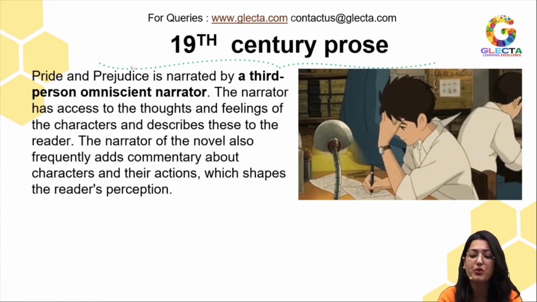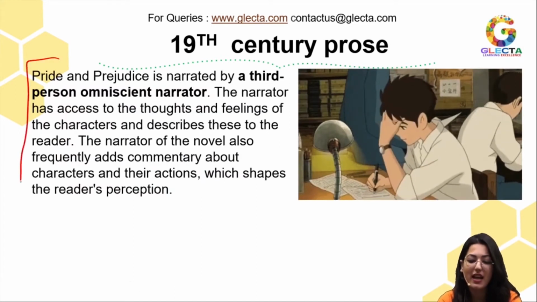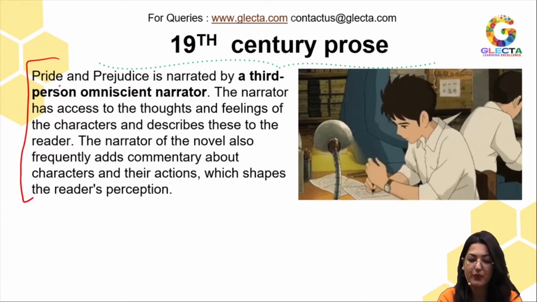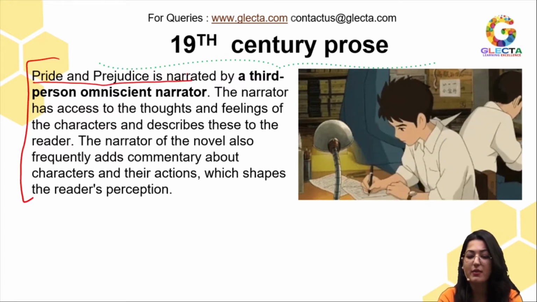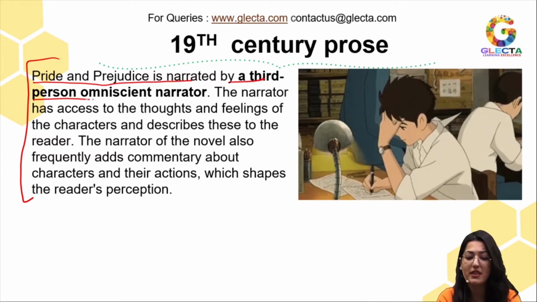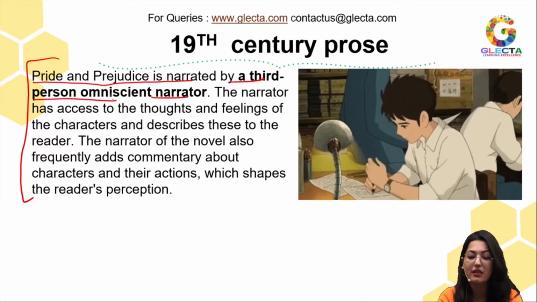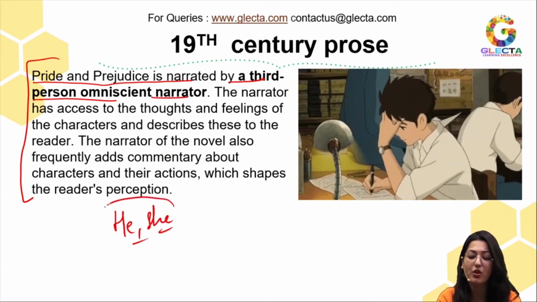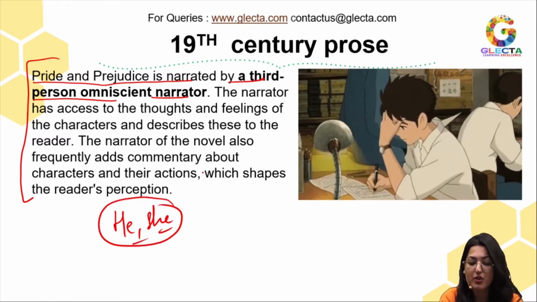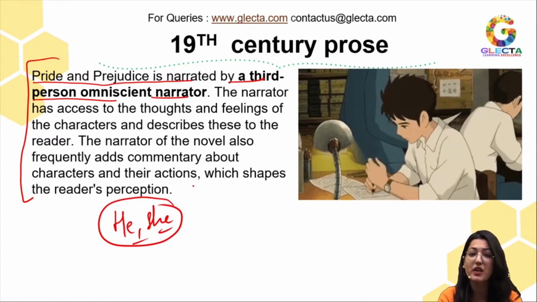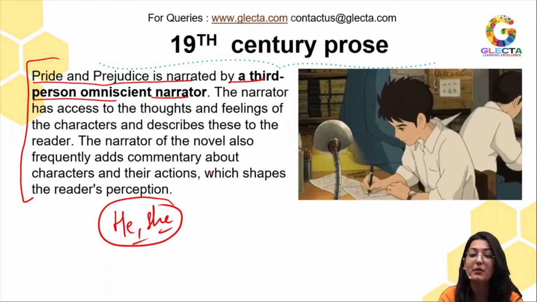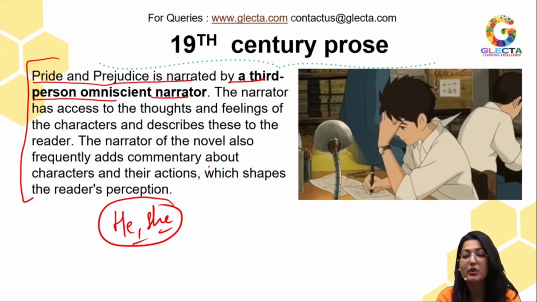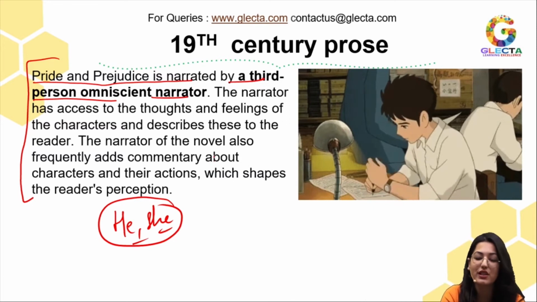Now let's come to the narrator type of Pride and Prejudice. Pride and Prejudice is narrated by a third person omniscient narrator. Third person here means he, she, meaning the narrator talks about the different characters of the novel. Omniscient here means the narrator can actually read the minds of these characters and also add some commentary over it in order to create space in the mind of the reader, right?